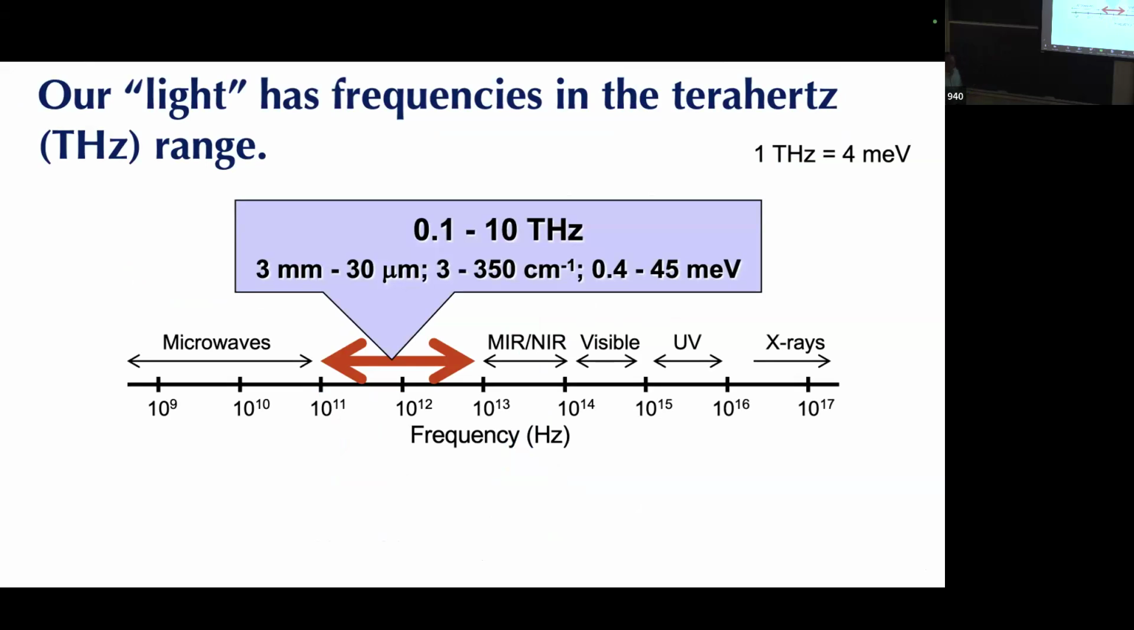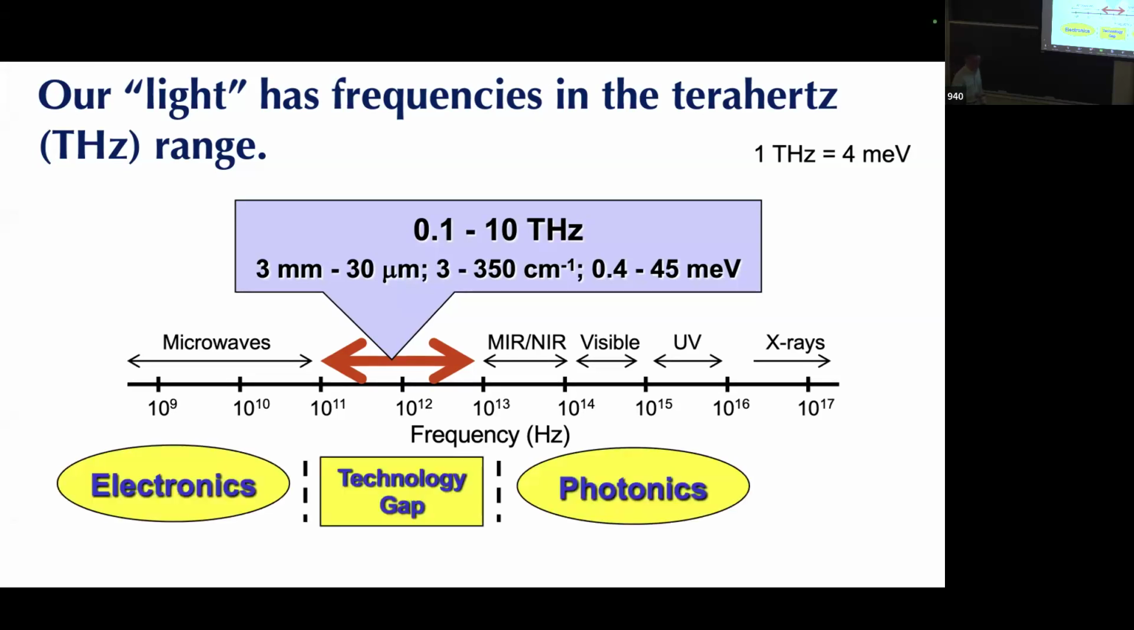I will talk about various material systems, but always our light is in the terahertz frequency range. The photon frequency is between 0.1 and 10 terahertz. 1 terahertz is 4 meV, if you are more comfortable with eV. In terms of wavelength, it's from 3 millimeters to 30 microns. Sometimes this is called the technology gap: the terahertz range is too high for electronics and too low for photonics.